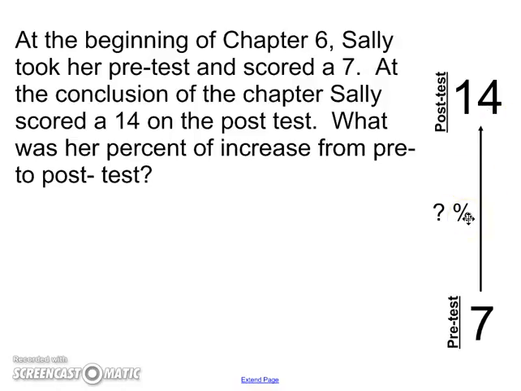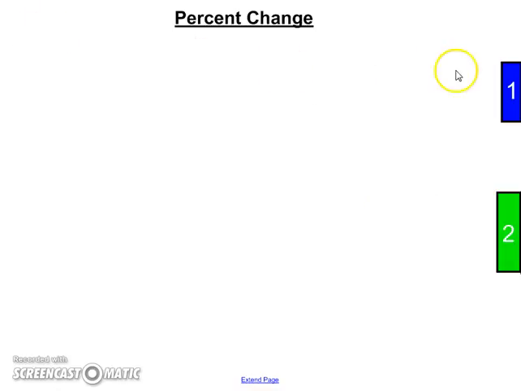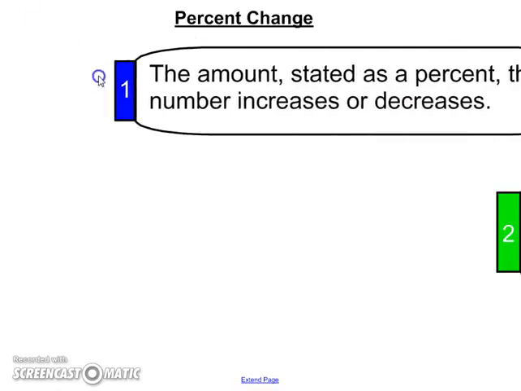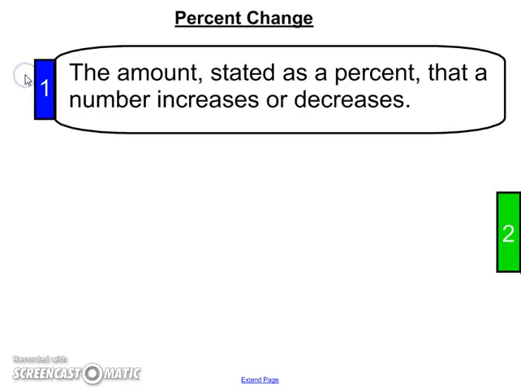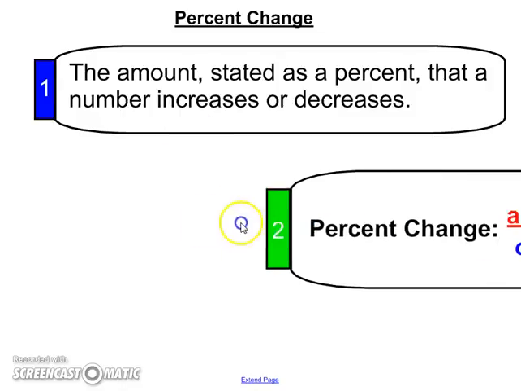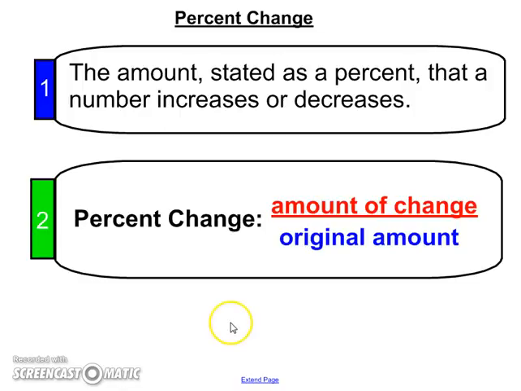Okay, so we're going to pause this little idea for a second. We'll come back to this. We're going to go ahead and talk about percent change. So percent change, when we say change, amount of increase or decrease, is the amount stated as a percent that a number increases or decreases. And we calculate percent change with a little formula.